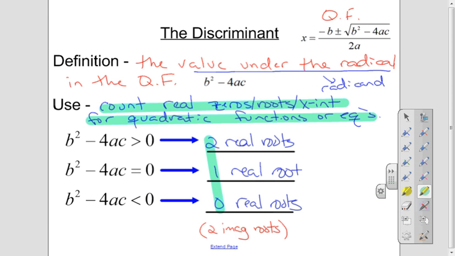So, hope this was useful to you. You'll see the notion of counting roots in pre-calculus as we elaborate past quadratics. So hopefully this will start to give you some thought about that.